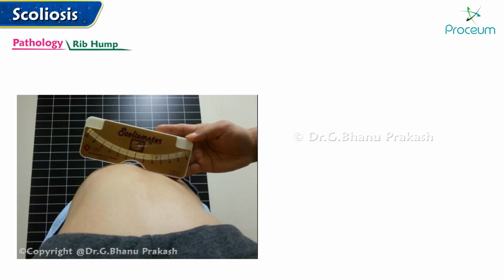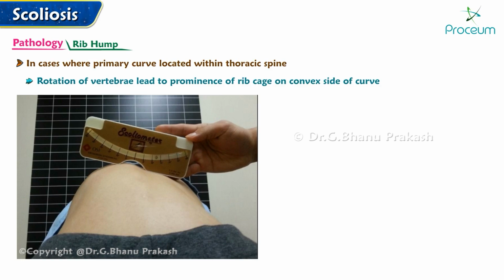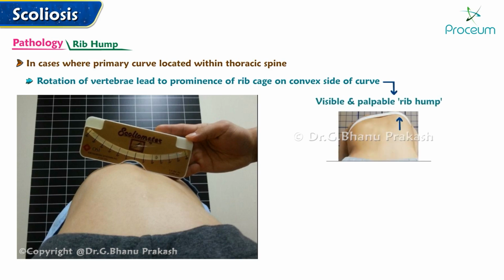There's also the rib hump. In cases where the primary curve is located within the thoracic spine, the rotation of the vertebrae can lead to prominence of the rib cage on the convex side of the curve, leading to a visible and palpable rib hump.